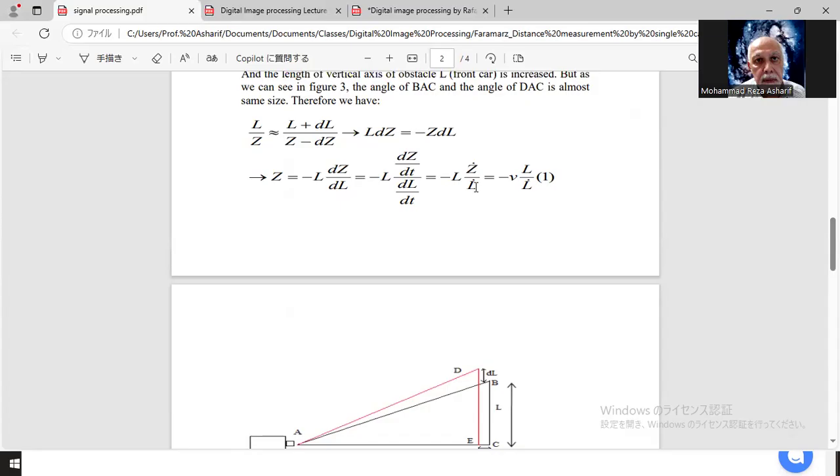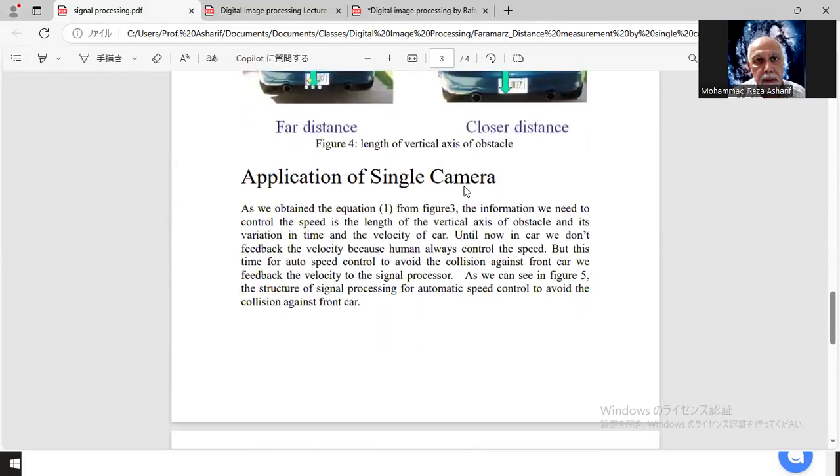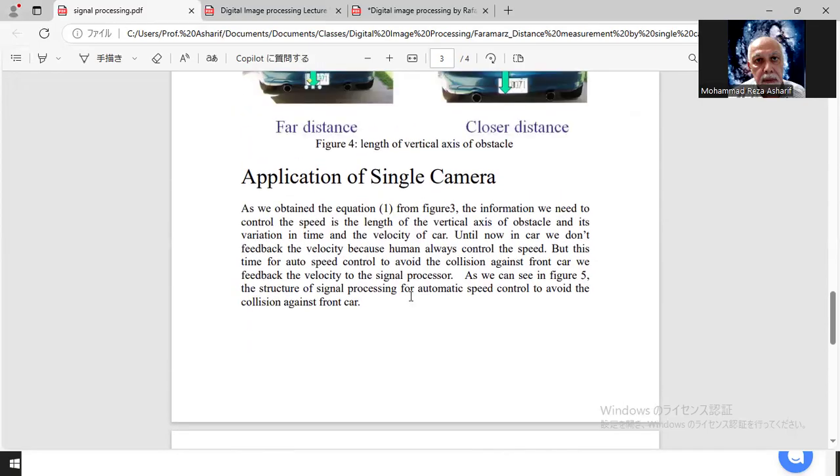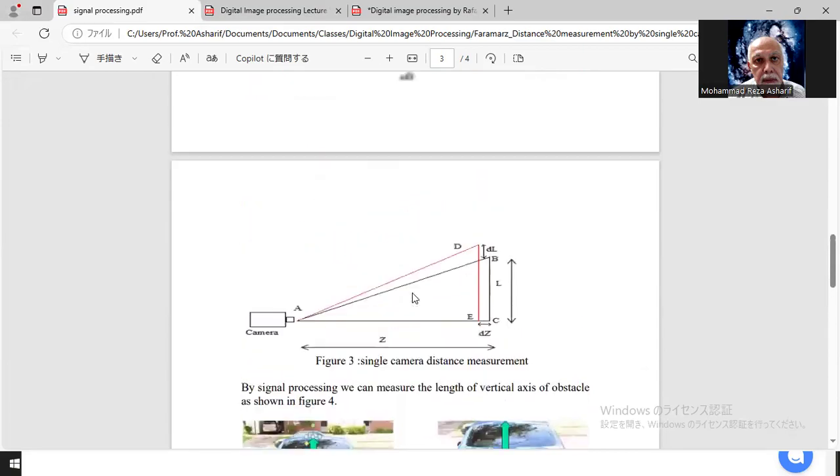And this is dynamic, with control and signal processing. With a single camera, by controlling speed, we can find the missing depths and avoid the collision. To avoid the collision against the front car, we feed back the velocity to the signal processing and just make a brake be activated and avoid the collision.